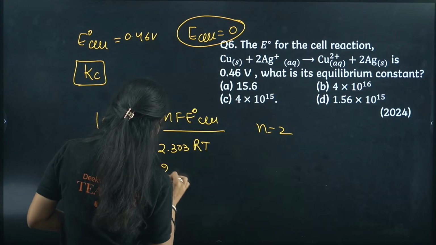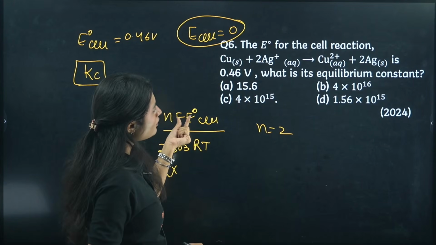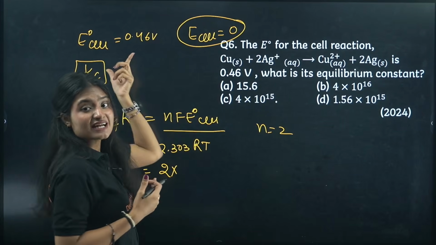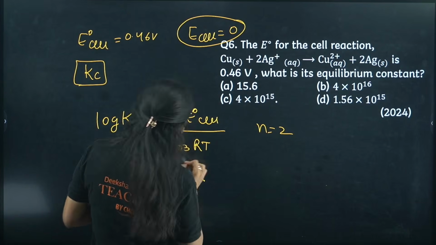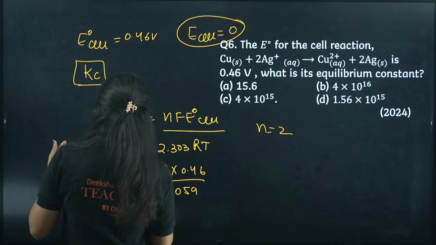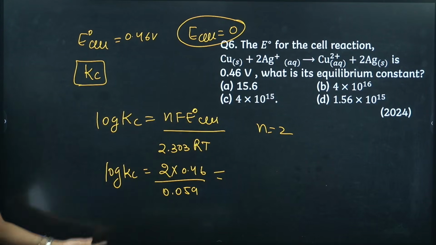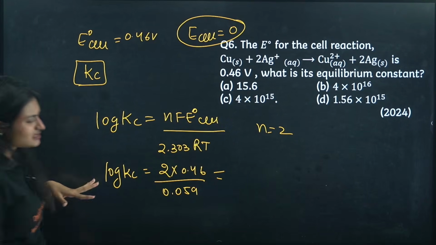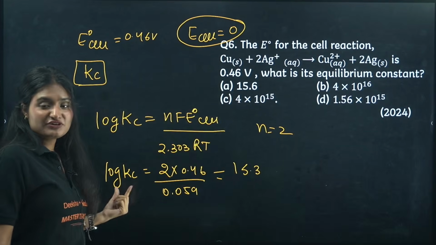So, 2 times. Now we know 2.303 RT by F, this whole quantity we generally take at standard condition. As we are dealing at standard condition, this is around 0.059. E naught cell is 0.46, right? If we calculate it, 2 times 0.46 divided by 0.059, the answer will come out around 15.3, and then we take the antilog of this.